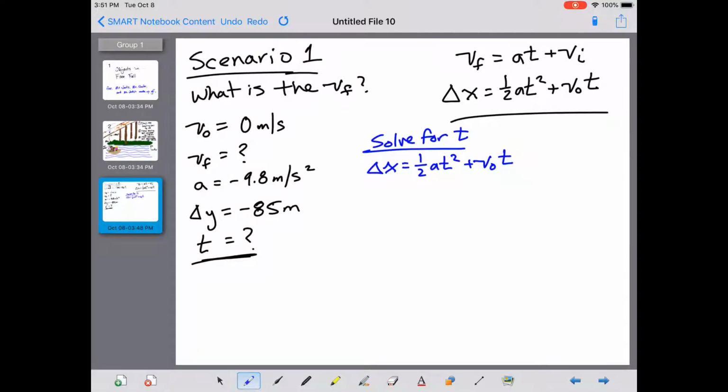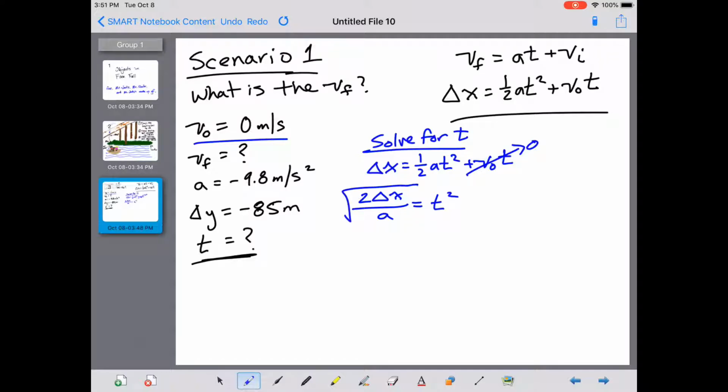First thing you want to think to yourself is, is there anything I can get rid of? Well, yes, there is, because my initial velocity is 0. So that term on the end is going to disappear. That leaves me with delta x equals 1/2 a t squared. Now I'm going to do some algebra to get t by itself. So that becomes 2 delta x over acceleration is equal to t squared.